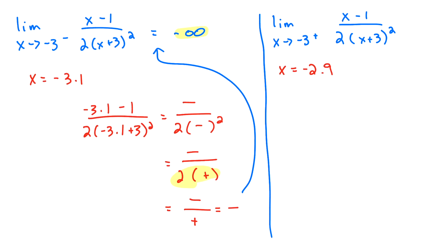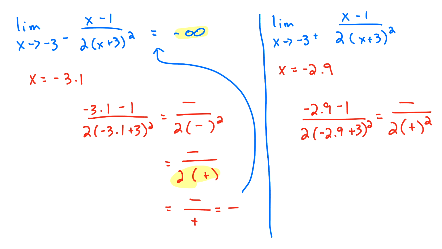So I'm going to take negative 2.9, we'll plug it in. So here I've got negative 2.9 minus 1 over 2 times negative 2.9 plus 3 squared. And again, if you would like to find the exact number, absolutely you can. Go ahead, be my guest. But we just care about the sign. Negative 2.9 minus 1, if I subtract those, I'm going to get a negative number. I'll just carry the 2 down here. Negative 2.9 plus 3, though, when I add those two, I'm going to get a positive number, square it.